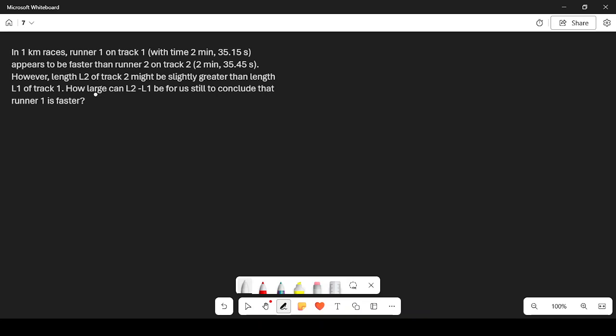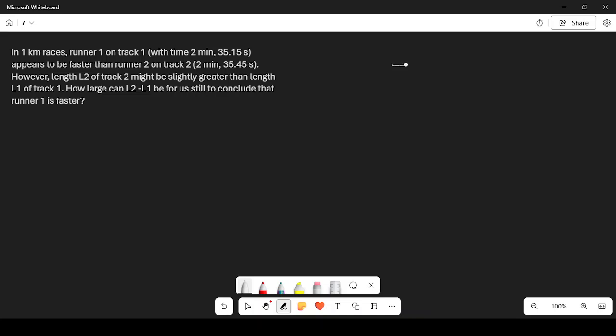We need to find how large the length of track number 2 can be. The length of track number 2 could be longer than the length of track number 1, so that we can still consider runner number 1 faster. Okay, let's draw.